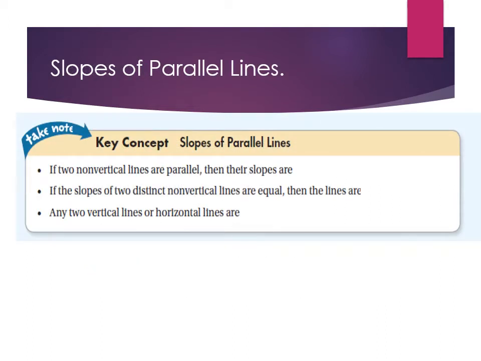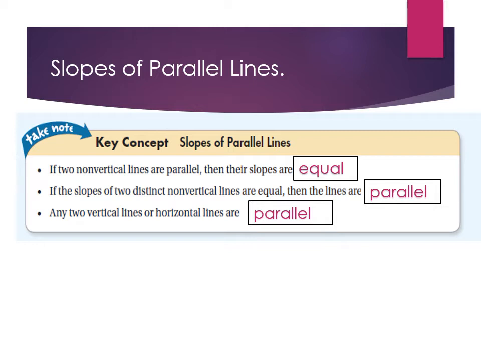If you're working with parallel lines, their slopes are equal. So if two non-vertical lines are parallel, their slopes are equal. If slopes of two distinct non-vertical lines are equal, then their lines are parallel. Any two vertical lines or horizontal lines are parallel.